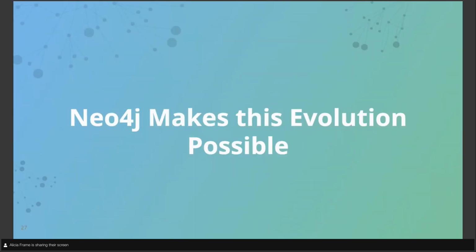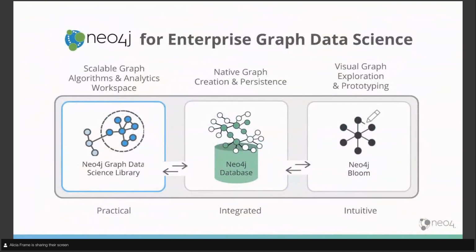So I talked a lot about what graph data science is. What does this have to do with Neo4j? So really, Neo4j is making this evolution from data to graph to analytics to machine learning possible. And when we talk about Neo4j for enterprise graph data science, we're talking about three things. So we have our core database, Neo4j itself, and that's letting you hold your graphy data in a graph shape. It's persistent, it's updatable, you can query it. It's a really efficient database.